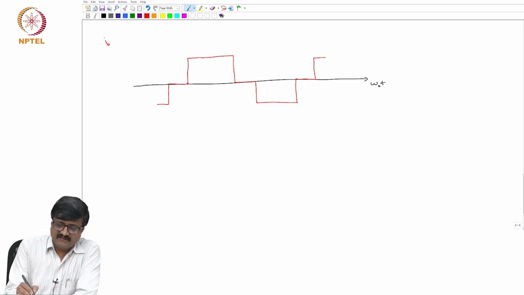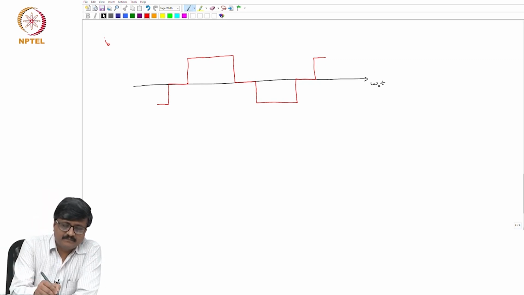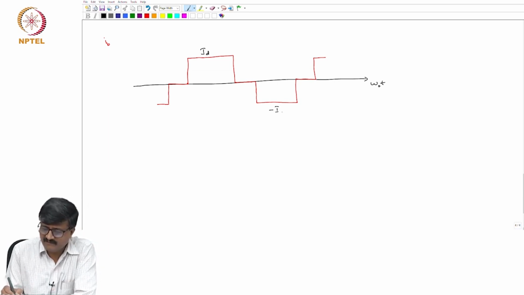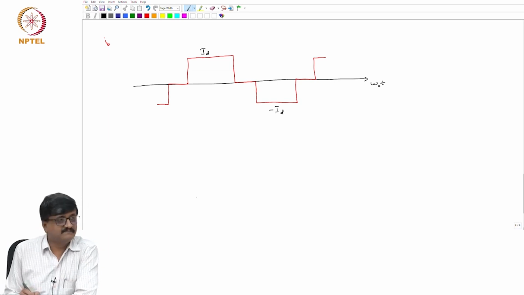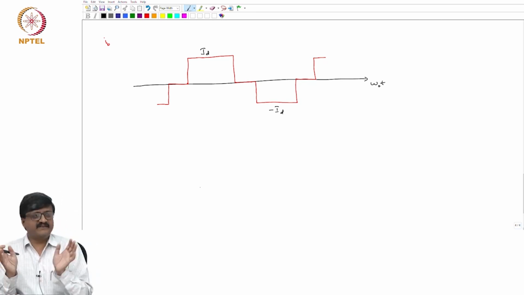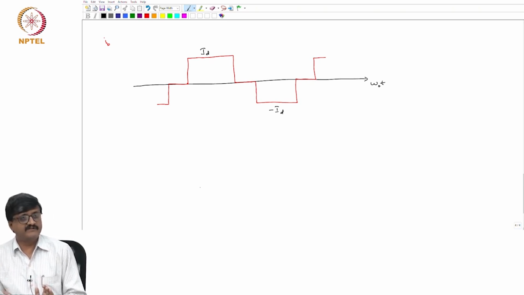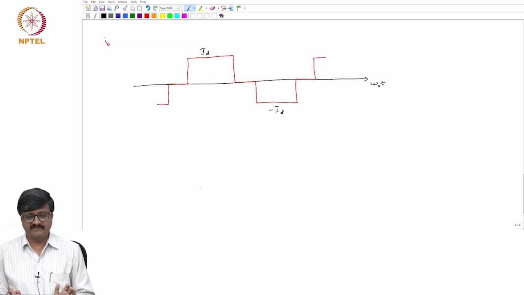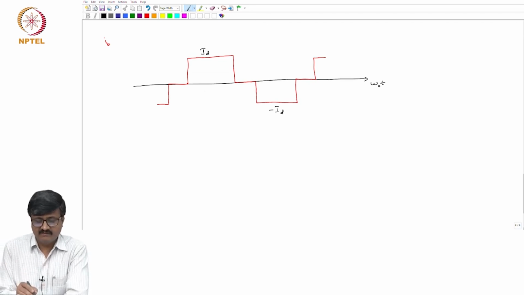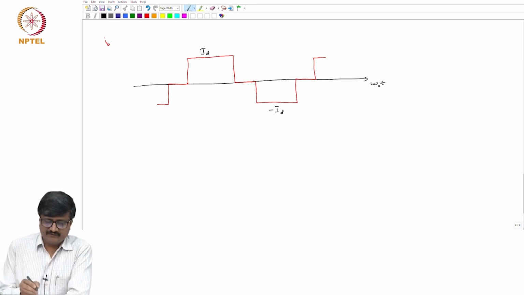So, it is either equal to ID or minus ID or 0. So, whenever it is equal to ID, it remains at ID for 120 degrees, and whenever it is minus ID, it is remaining at that value for 120 degrees, and it is equal to 0 for 60 degrees before going to ID, and it is equal to 0 for 60 degrees before going to minus ID. Okay. So, at what instant it goes from 0 to plus ID?